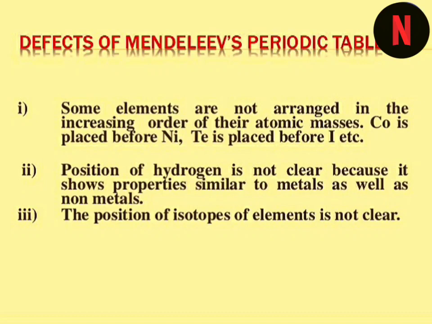Cobalt is placed before nickel and tellurium is placed before iodine, etc. The position of hydrogen is not clear because it shows properties similar to metals as well as non-metals. The position of isotopes of elements is not clear.